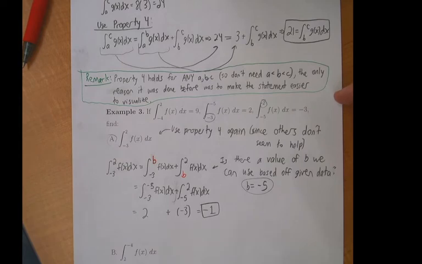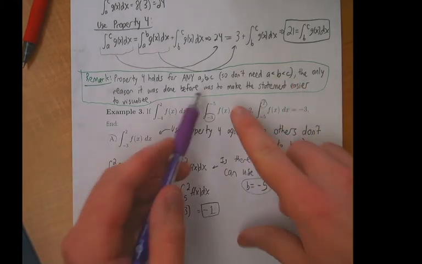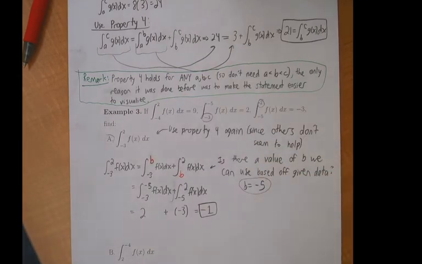So a doesn't have to be bigger than b. Nope, not in this context. We can have a, b, and c be whatever numbers we want. Like I said, the only reason I made that restriction before was to make the statement easier to visualize. Okay, any other questions on that?